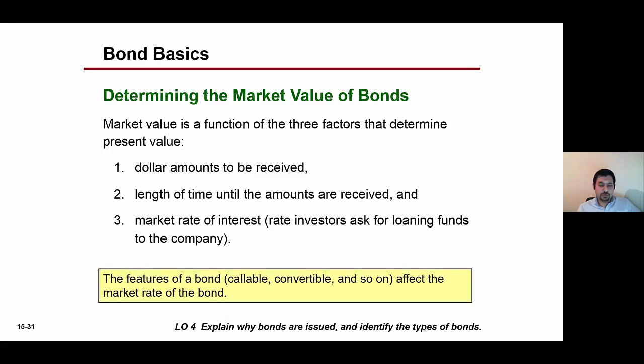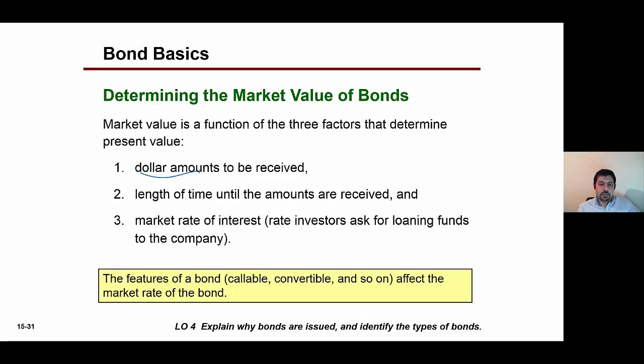Now, the market value of the bonds is the price at which the bond will be traded on the securities exchanges market, which, like we mentioned before, might be different from the face value, and will depend on several factors. The main three factors that will affect the market value of the bond are the amount of money to be received. This is how much will be received.